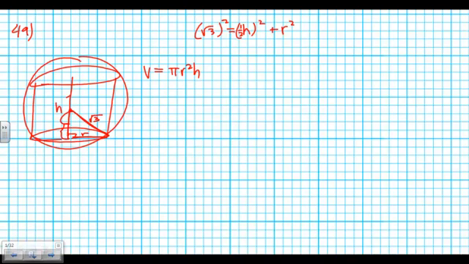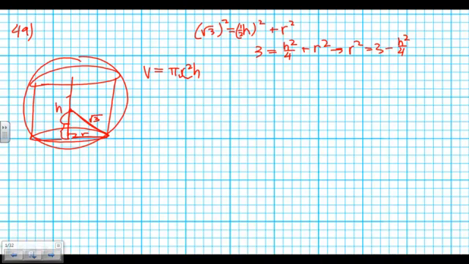We end up getting 3 is equal to h squared over 4 plus r squared. And because there's an r squared right there, why don't we solve for r squared? Let's go ahead and say then that r squared is equal to 3 minus h squared over 4. That seem like a good plan? Otherwise, we're going to get a square root in there. And who likes square roots? I don't like square roots.